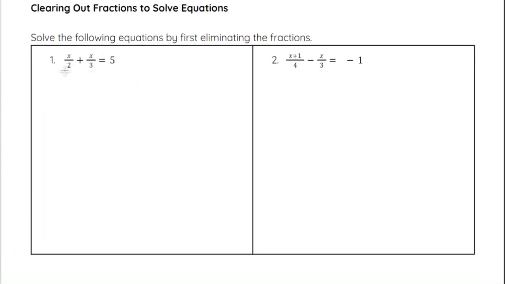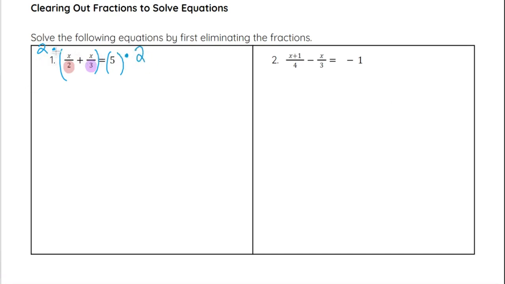So looking at number 1 here, we see x over 2 plus x over 3 equals 5. So first thing that we want to do is look at those denominators. And we see two different denominators, so just pick one of those to start. I'm going to start with 2. What we're going to do is multiply the left side of the equation and the right side of the equation by whatever denominator you want to start with. So I'm going to multiply by 2.